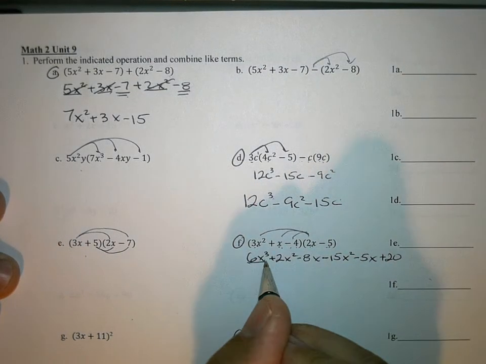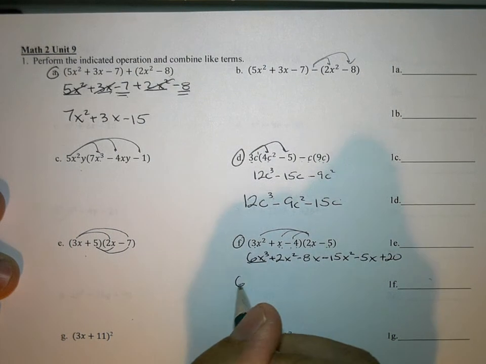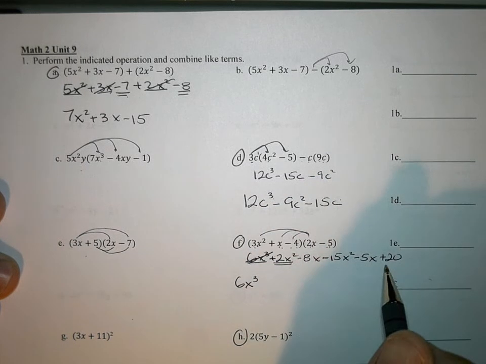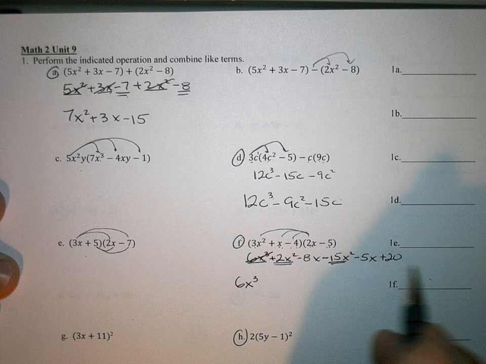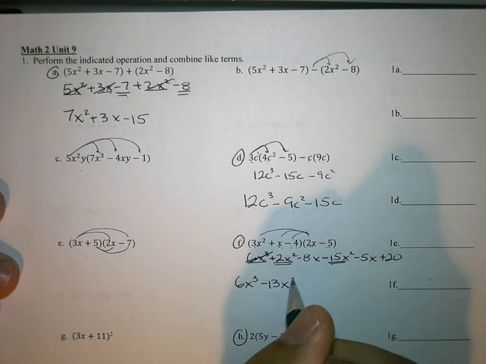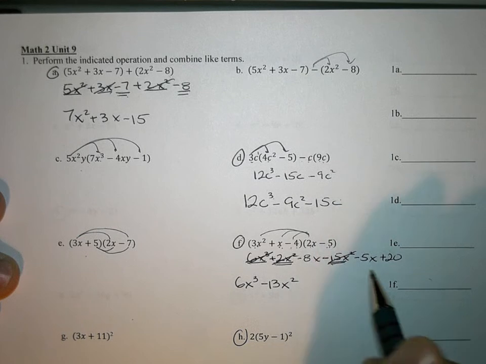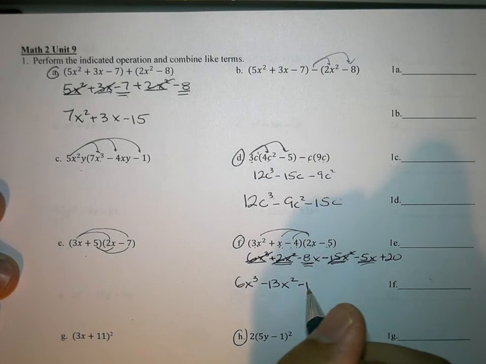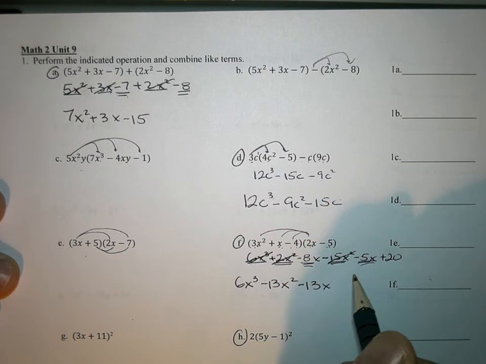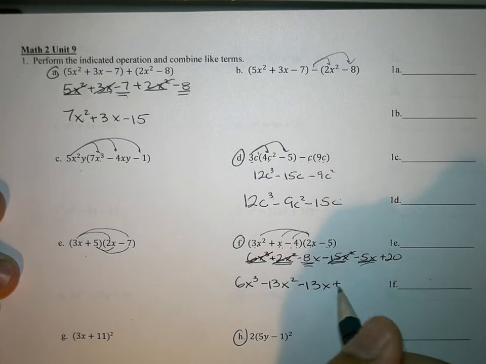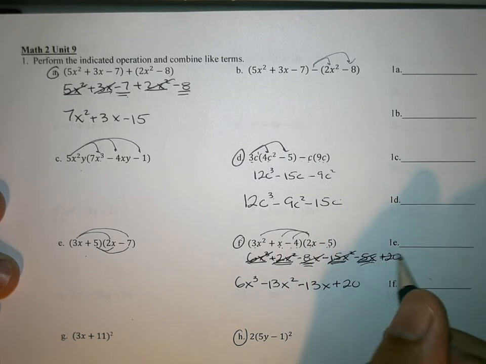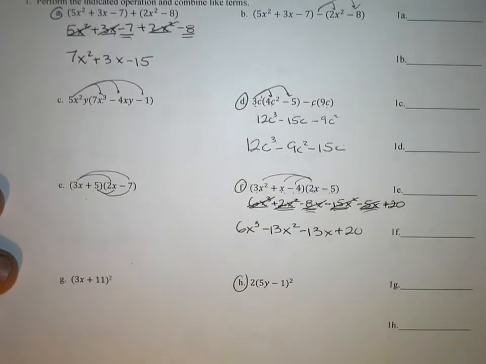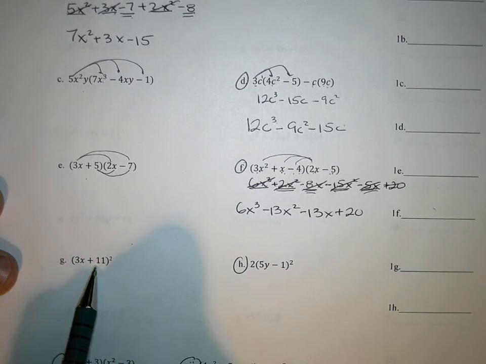Now we'll combine like terms. 6x to the third, that's the only one. 2x squared plus negative 15x squared is negative 13x squared. Negative 8x and negative 5x, negative 13x. And plus 20. Everything's crossed out, and we're done. Okay. I will leave this for you to do.